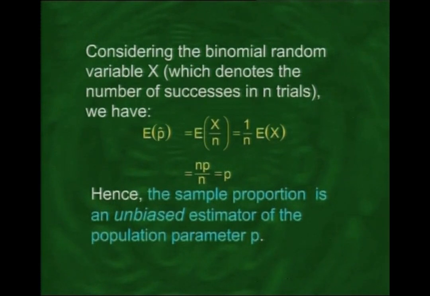But we have already learnt that expected value of x in case of a binomial distribution is equal to np. We do remember that the mean of a binomial distribution is np. And so substituting np instead of expected value of x, we obtain expected value of p hat equal to np over n, and that is equal to p, the proportion of successes in the population. So aapne dekha ki ek simple si derivation jo hai, that has proved for us that the sample proportion p hat is an unbiased estimator of p.